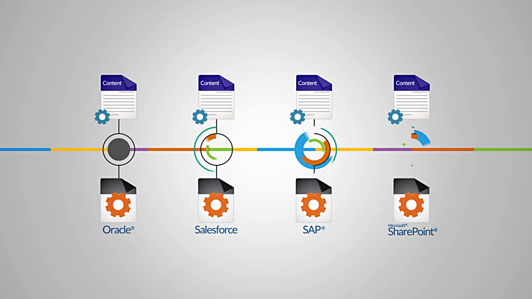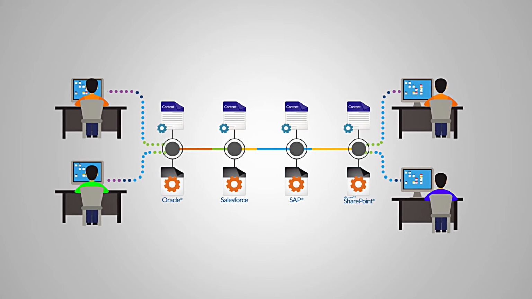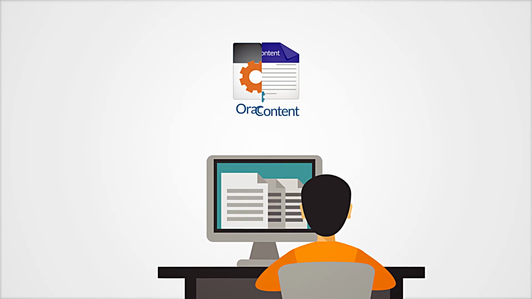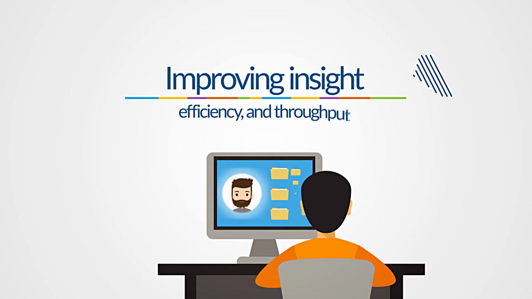OpenText Extended ECM for Process Suite bridges process gaps across applications and extends the reach of ECM to all parts of the enterprise, injecting content into the context of business processes to improve insight, efficiency, and throughput.